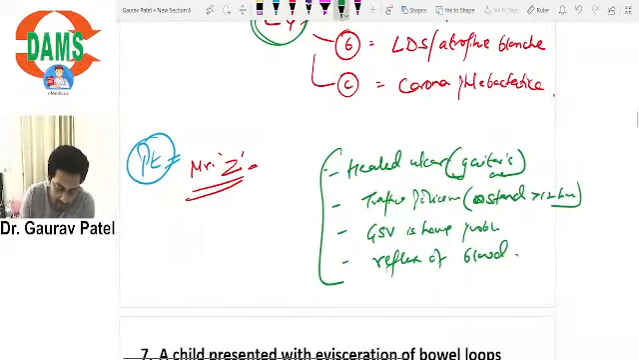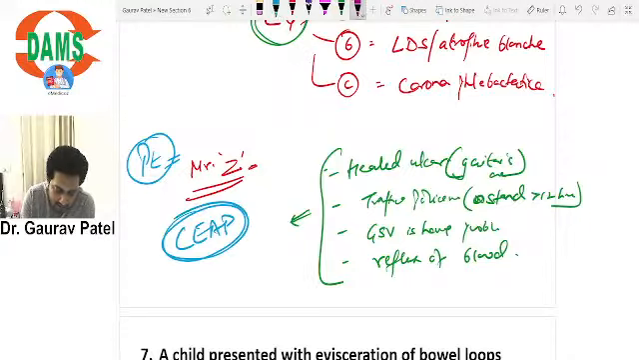Now you tell me Mr. Z's CEAP class. Although in the exam you will get an easy question, you tell me all the things in this CEAP. Anybody? If you are saying C5, I am happy. Okay, healed ulcer, C5. C6 is active ulcer. There is a healed ulcer, so it will be C5.